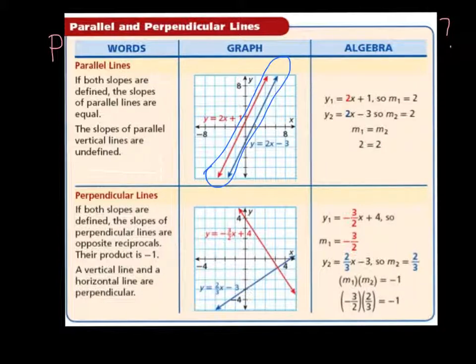The red line is y equals negative 3/2 x plus 4, so the slope is negative 3/2. The blue line is y equals 2/3 x minus 3, so the slope of that line is 2/3. The red slope is negative, the blue slope is positive, so they're opposites. Reciprocal means you just flip the fraction. So 3/2, if I flip that, 2 goes into the numerator, 3 is in the denominator, so you get 2/3. If I multiply their slopes, as you can see here, you get negative 1. So those lines are perpendicular.